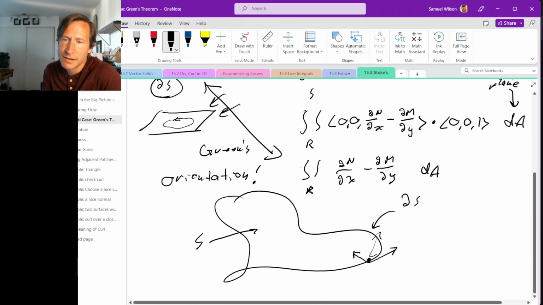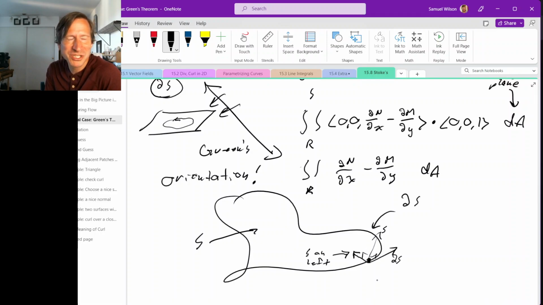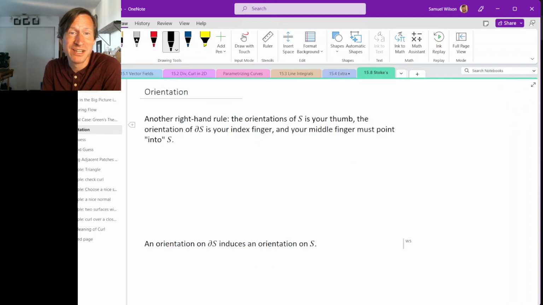Okay, and so I've tried to draw these as if they're at right angles to each other. And so we have this kind of setup with the orientation of the boundary, the orientation of the surface, and then this arrow is supposed to depict that the surface is on the left. Okay, well, if you look at this, this is kind of like a right-handed coordinate system, and so what we can use to make sure that we get the right boundary is yet another right-hand rule. Okay, the right-hand rule for orientations of surfaces and their boundaries looks like this.